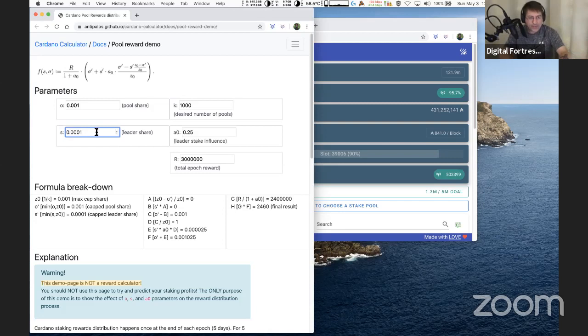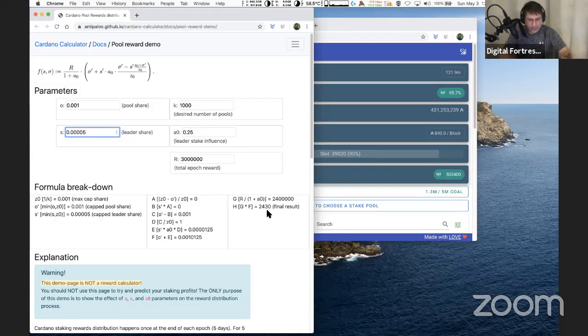Now let's say I want to make two pools. I want to take my 3 million and split it in half, which I don't have, okay? But I take the 3 million and I split it in half into 1.5 million each. So I would change this 0.0001 to a 0.00005, and here's the number. So I cut it down, right? And now I make two pools at a lower leader share, okay?